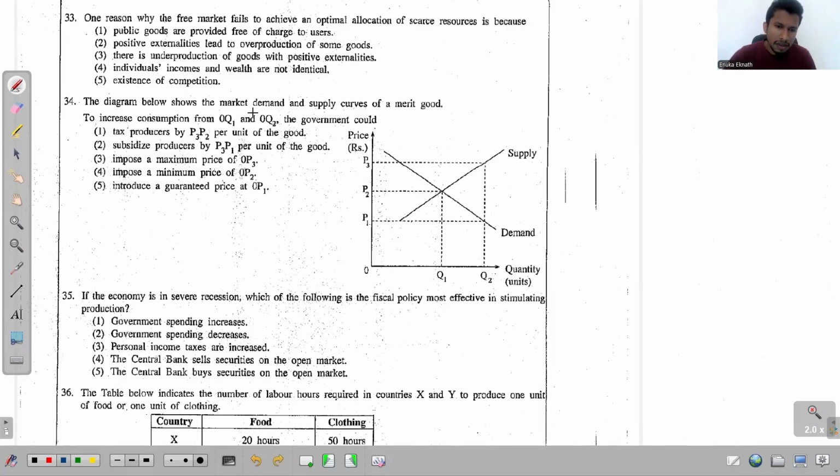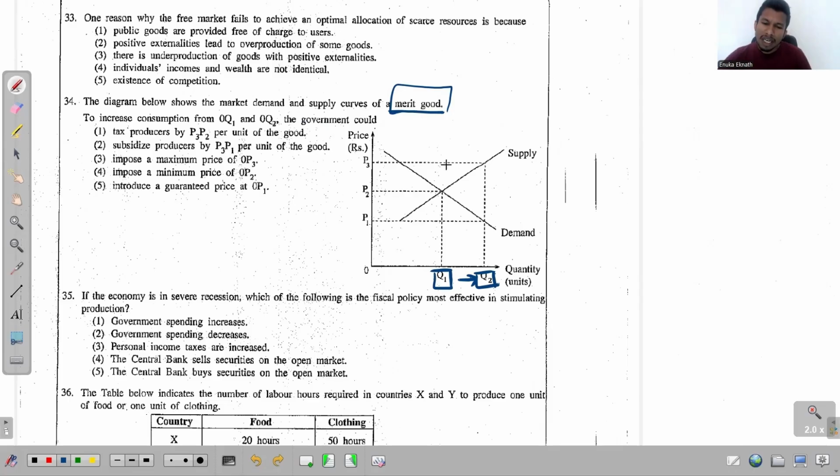The diagram below shows the market demand and supply curves of a merit good. All right, so it's a merit good. So we know that the resource allocation that we have from the market is very low. As a result, the government tries to increase the consumption from OQ1 to OQ2. This is the current consumption, but the government tries to increase the quantity that gets exchanged in the market to the Q2 level. That's what the government tries to do. To achieve this objective, the government could tax the producer.